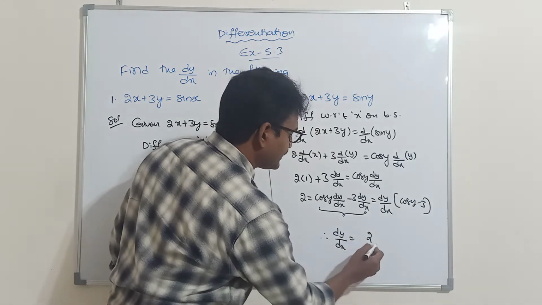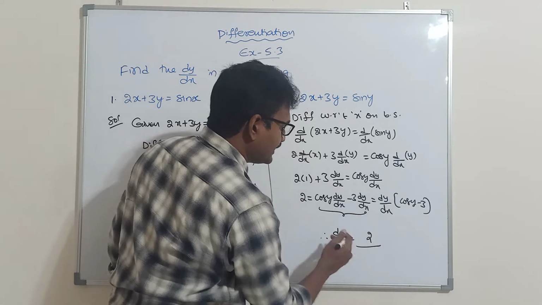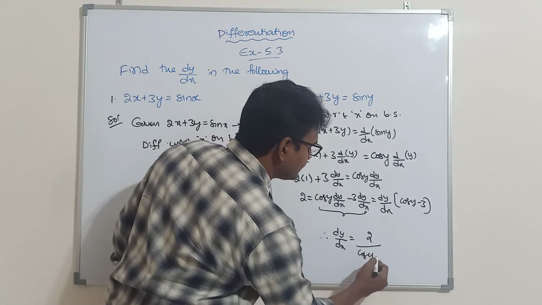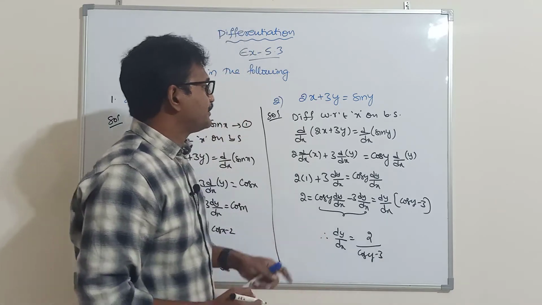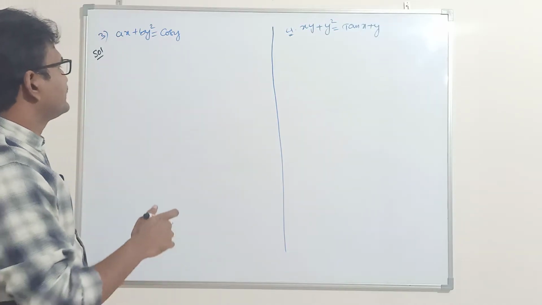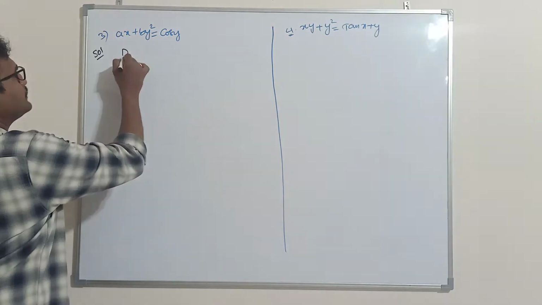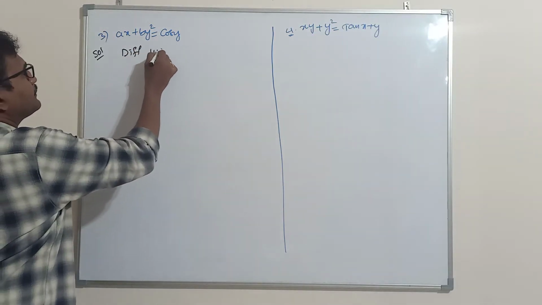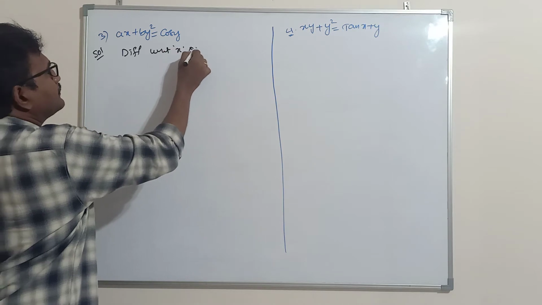2 by cross multiplying 2 by cos y minus 3. This is the derivative of the given implicit function. Next problem, (ax + by)² = cos y. So, differentiating with respect to x on both sides.